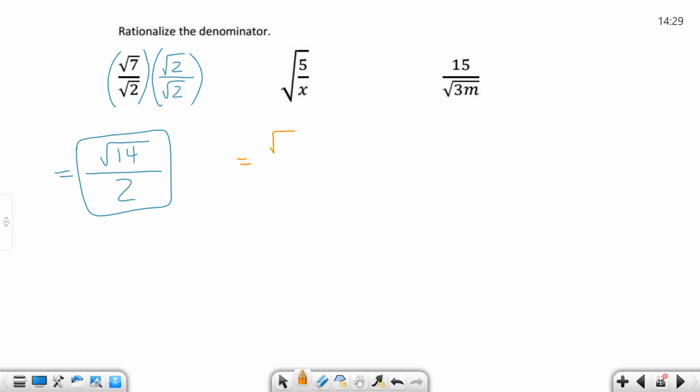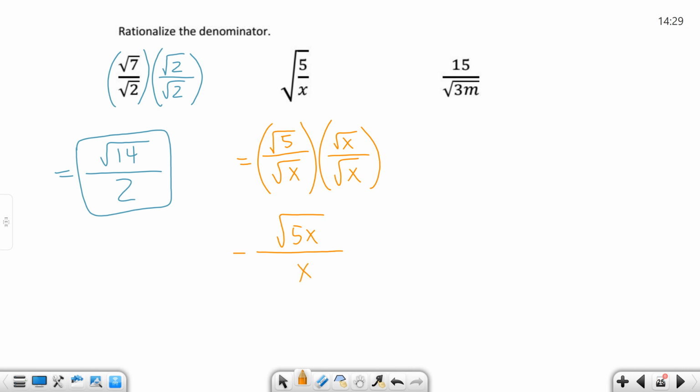So what I'm going to do is break it up into square root of 5 over square root of x, and then multiply that by my single term in my denominator, the square root of x over the square root of x. And so here, square root of 5x, they're both under a radical, over the square root of x times square root of x, which is just x.